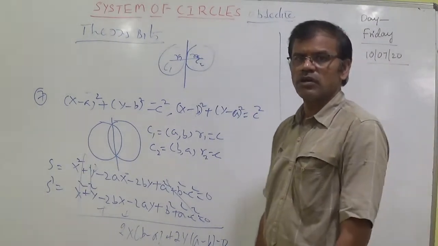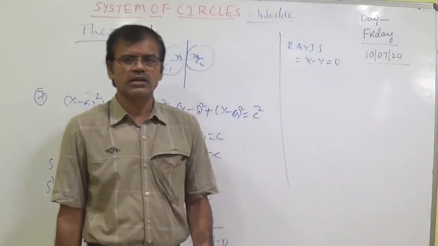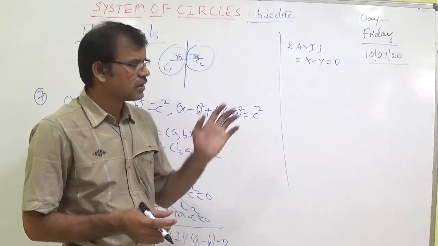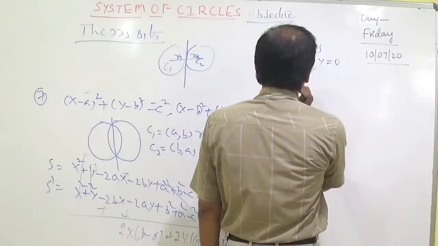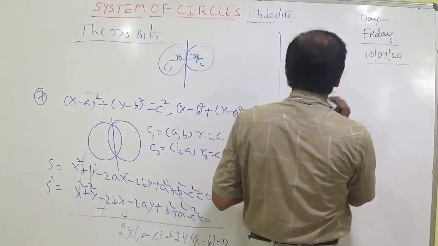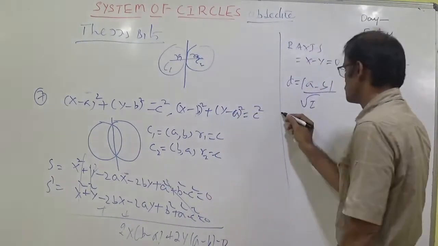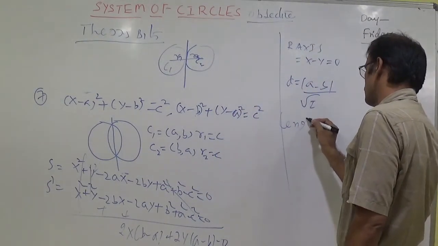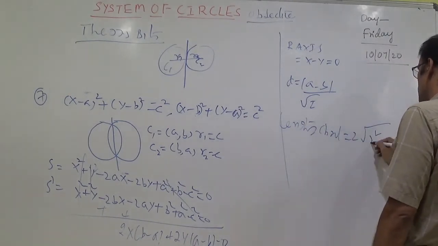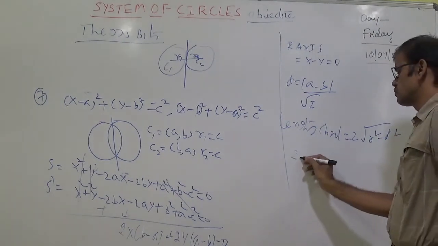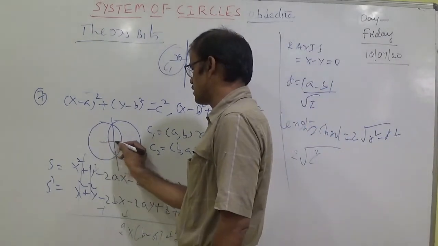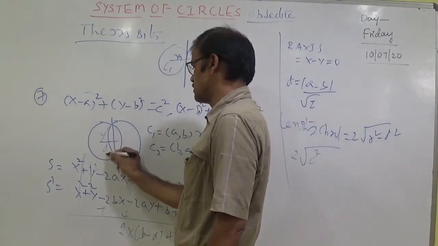The length of chord formula is 2 root of r square minus d square, where r is the radius of any circle and d is the perpendicular distance from the center to the radical axis. Any center you can take. So d, taking center 1, is a minus b by root 2. So the length of chord is equal to 2 root of r square minus d square. What is r square? Here it is c square, for the first circle or the second circle, anything you can take. This is c and this is d.